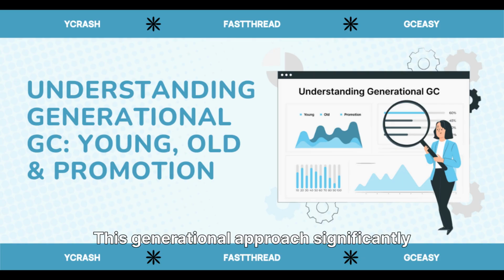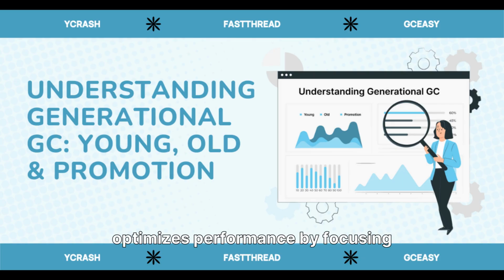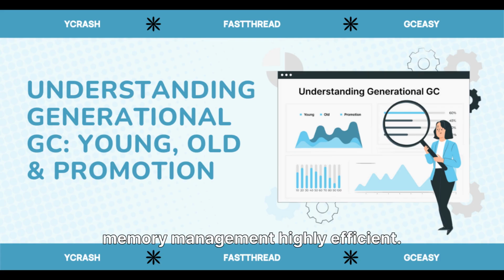This generational approach significantly optimizes performance by focusing collection efforts on younger, short-lived objects, which are statistically far more likely to become garbage. By concentrating on Generation 0, the GC avoids the overhead of scanning the entire heap, leading to faster collection cycles and minimizing the impact on application responsiveness, making memory management highly efficient.